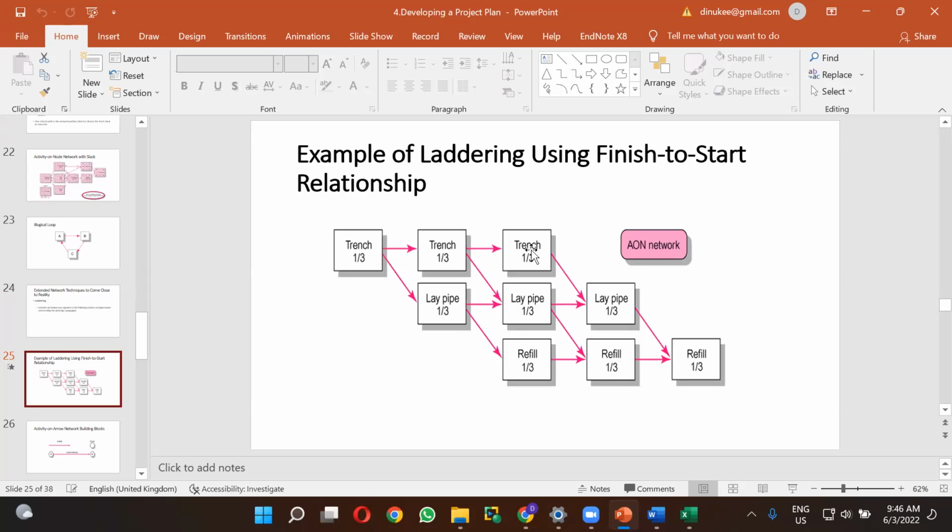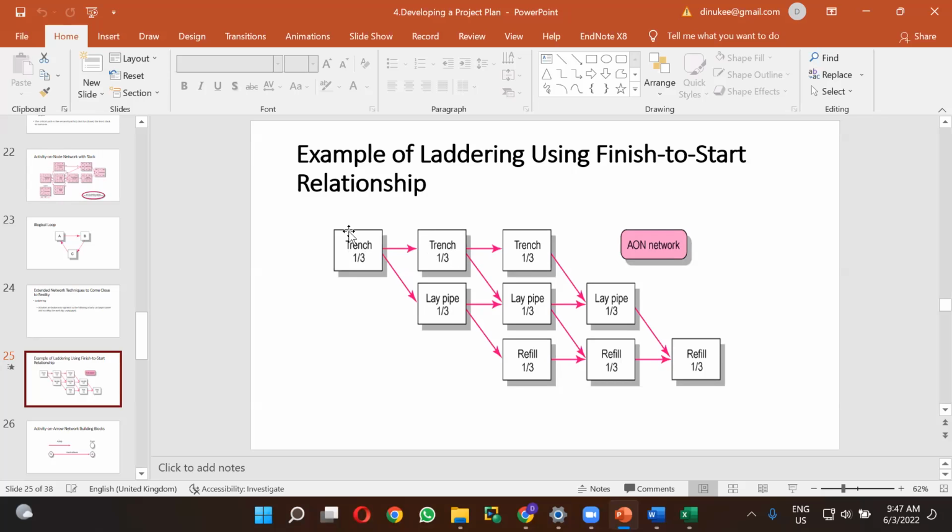So if we are taking laying pipe, there are 3 activities that we have to do. The first one is trench, the second one is lay pipe, and the third is refill. There are 3 segments, and the trench is divided again into 3 parts. So the trench is 1/3, and again another trench is 1/3. Likewise, for each of these, you are segmenting those activities, right?